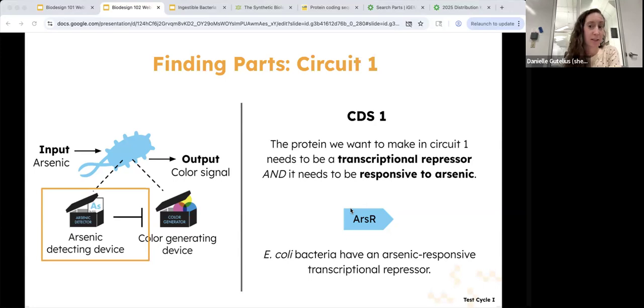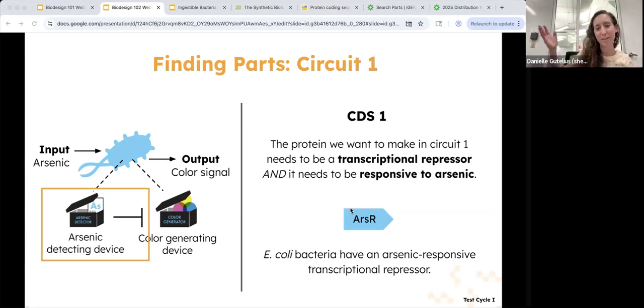The ars operon is a very well-studied system that manages arsenic detoxification in bacteria, including E. coli, and a few other types of bacteria also have this. So we know that ArsR binds to the ars promoter and represses transcription until arsenic binds to it, which is exactly what we're looking for, right? We're looking for a protein that will repress a promoter, but if arsenic binds to it, it will be removed, right? So perfect.